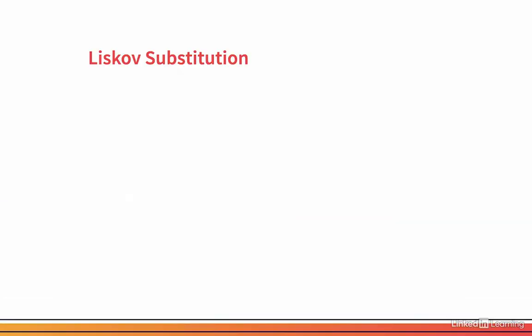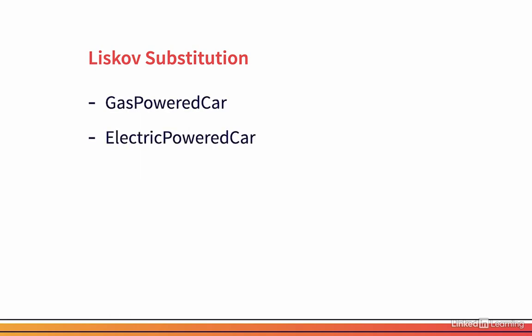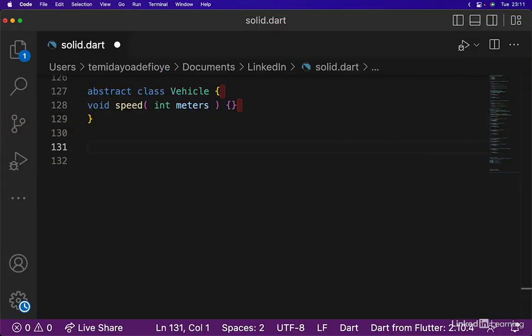Let us rewrite the code in order to demonstrate the Liskov substitution principle. Our car abstract can be renamed as gas-powered car and electric-powered car. Both classes can be abstracted further by extending the vehicle base class. Let's create an abstract class called vehicle. This will be our base class. Let's add a function called speed to the vehicle. This will be used to monitor the vehicle's speed.